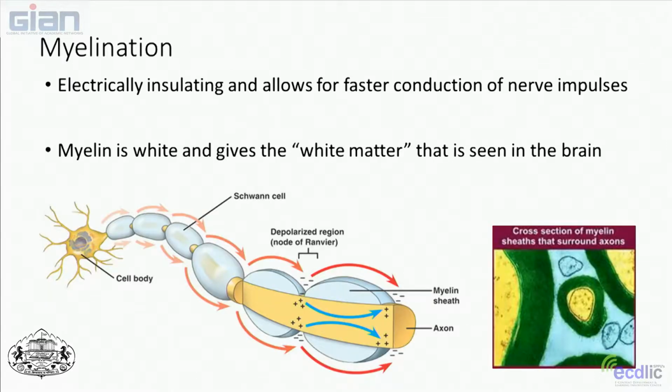So let me see if I can show this a little bit better in this slide. So this myelin here is wrapped around the axon, and the places that have little breaks in the myelin are called the nodes of Ranvier. And so instead of having to propagate the nerve conduction all the way down the axon, instead it's jumping from node to node, and this helps to increase the velocity of the nerve conduction.